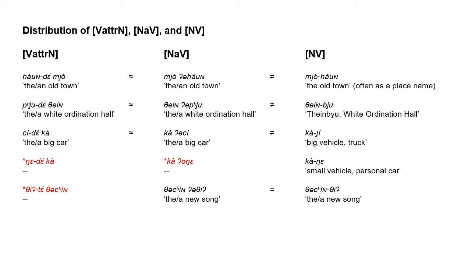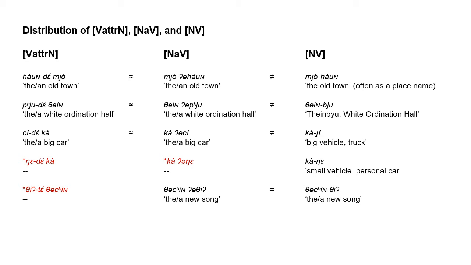If we look at the distribution or the meaning of these, we see that in many cases, the verb plus attributive marker in prenominal position is quite equivalent to the post-verbal nominalized verb, but it's not the same as the post-verbal plain verb as a modifier. So if you have an expression like haunde mu, the old town, an old town, we can paraphrase this as a town which is old.